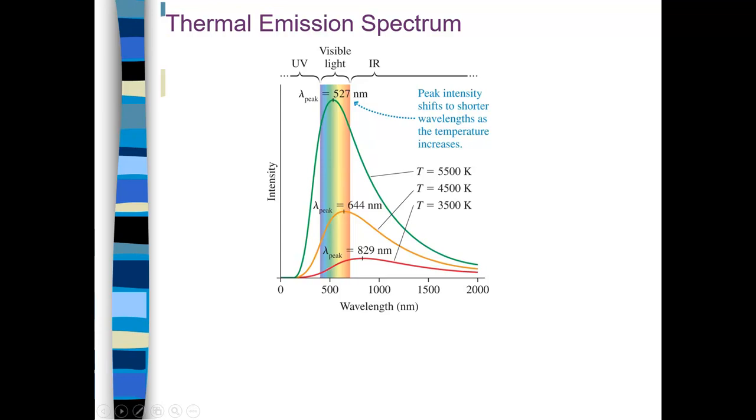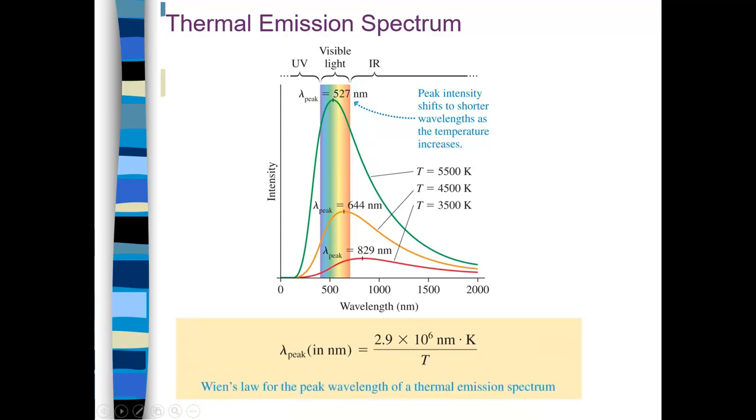And so when you see thermal radiation at a temperature of maybe 3,500 degrees Kelvin, then the peak wavelength is outside of the visible range. But as it gets hotter, then you see it orange. And then as it gets hotter and hotter, it will appear to be yellow, green, blue, and even white light. So the peak is related to the temperature by a constant, 2.9 times 10 to the 6 nanometer Kelvin, divided by your temperature in Kelvin.